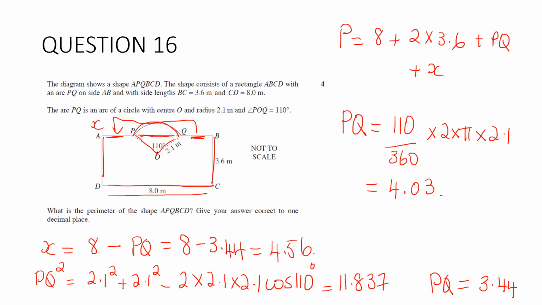So up here we have got 8 plus 2 times 3.6 plus 4.03 plus 4.56, sorry about the mess, equals, let's just work that out, 8 plus 2 times 3.6 plus 4.03 plus 4.56 to 1 decimal place is 23.8. And what are our units? Meters.